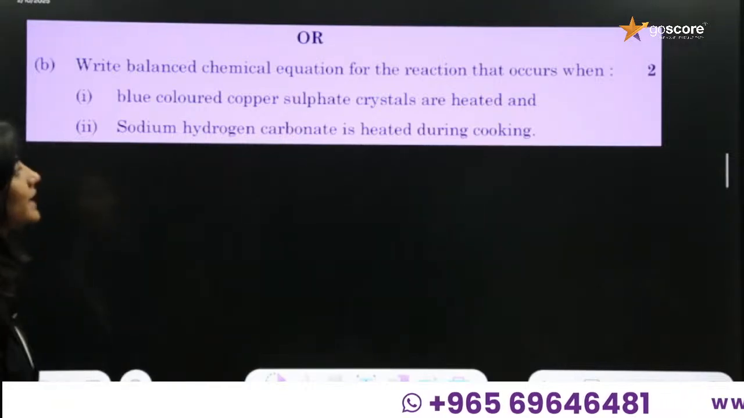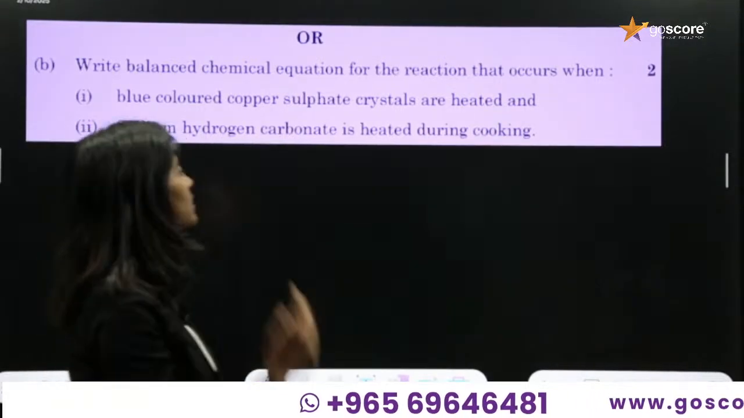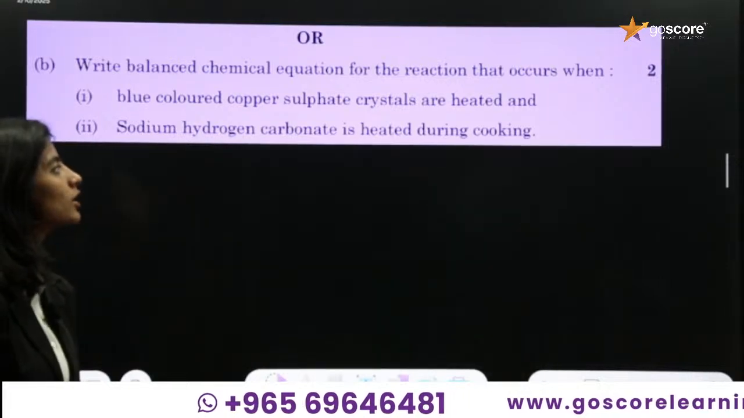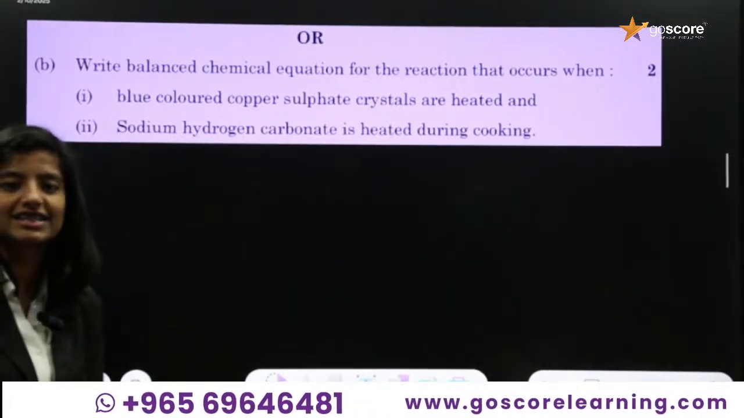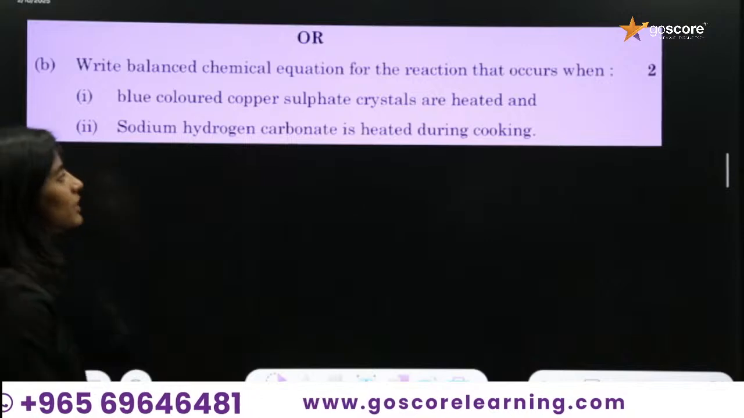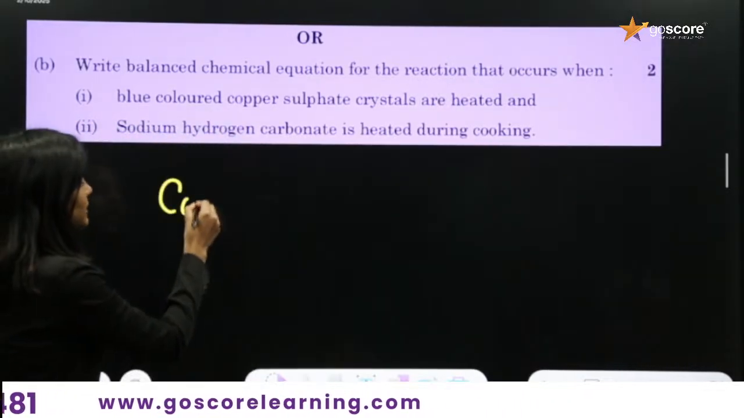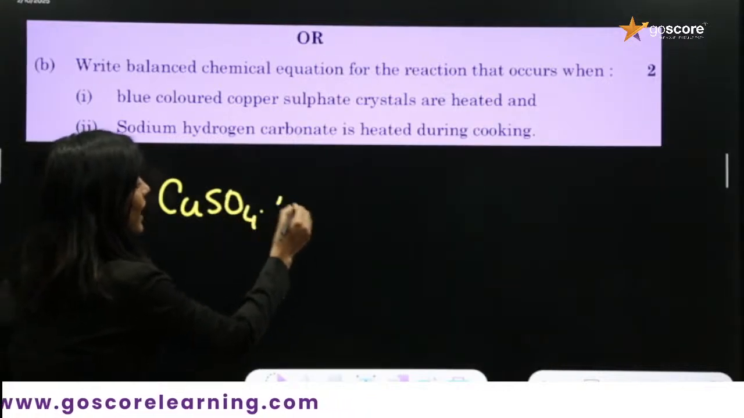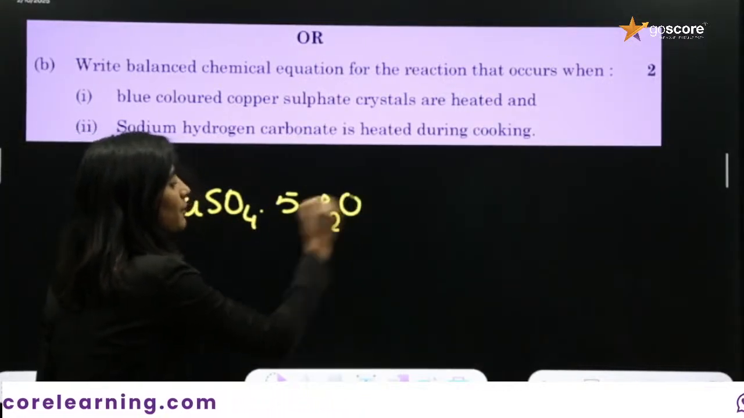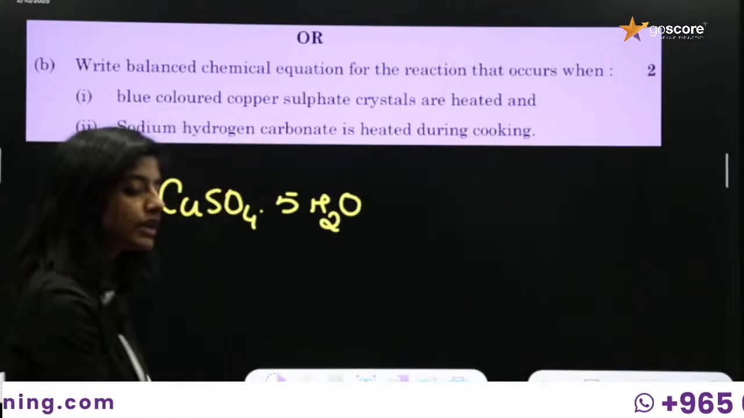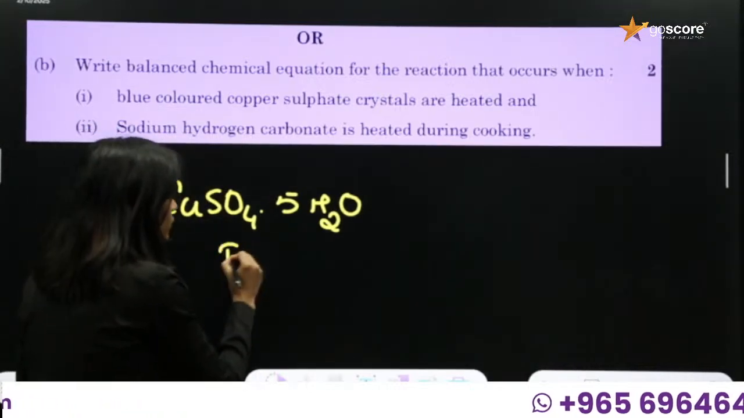Write the balanced chemical equation for the reaction that occurs when blue colored copper sulfate crystals are heated. So what is the formula for the copper sulfate? The hydrated copper sulfate, that is your CuSO4 5H2O. That's your hydrated copper sulfate, which will be having blue color.